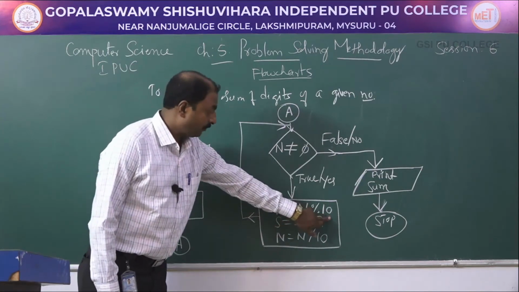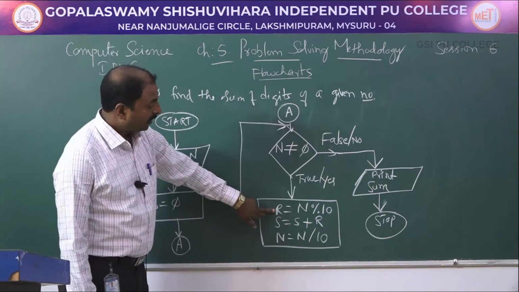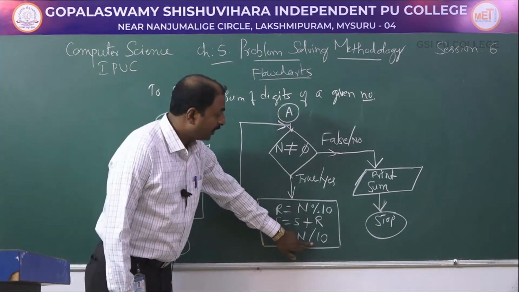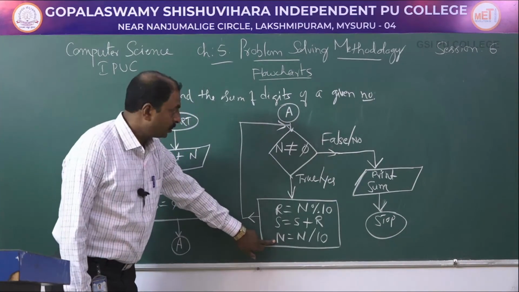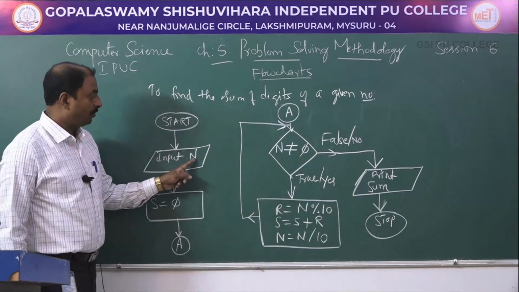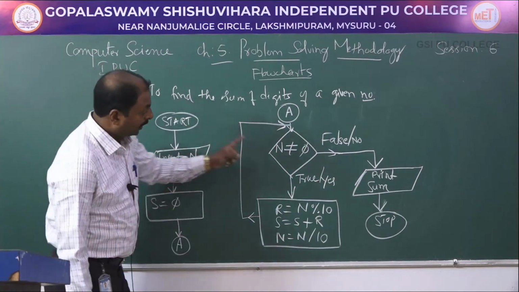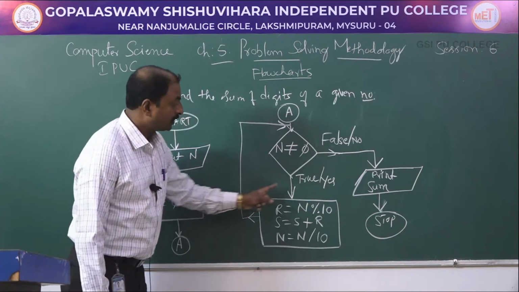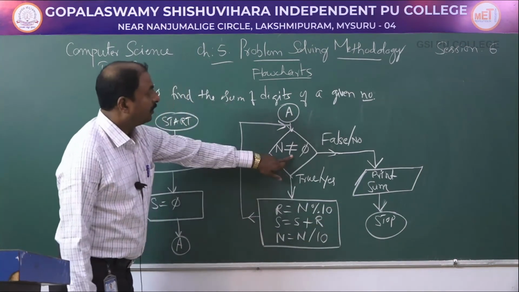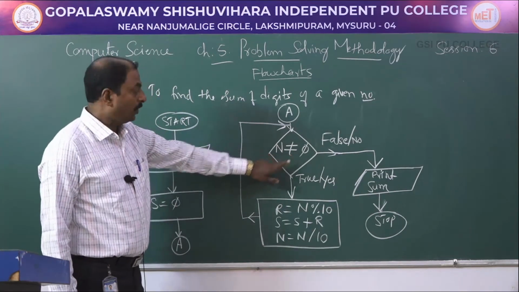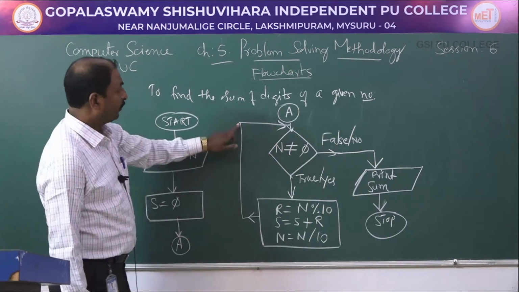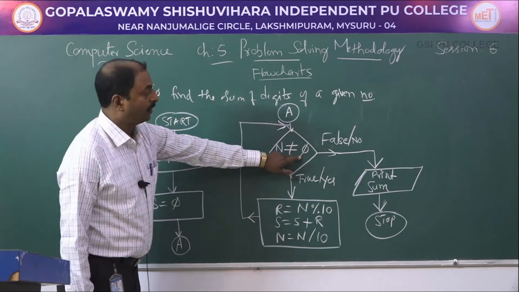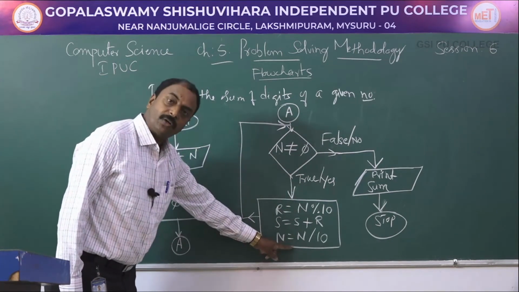r equals n percentage 10. As I told you, find the remainder, add this remainder to the variable sum, then again n equals n divided by 10, which stores the quotient. So at this stage your number will be, for example, 1234, and at this stage it becomes 123. This process goes on as long as the given number is not equal to 0. Next, check the condition here. 123 is not equal to 0, so follow the statements.